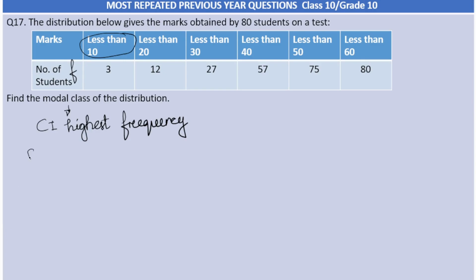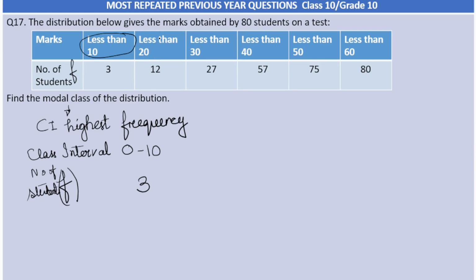So I'll write here, instead of marks, class interval, because that is what we are going to properly define. Now the marks less than 10 means 0 to 10, how many students have scored? I'll write here f for frequency. You can also write number of students, because number of students is one and the same thing as frequency. Now how many students have scored between 0 to 10, class interval? 3 students, right?